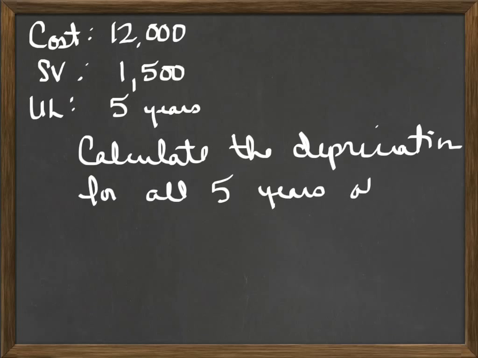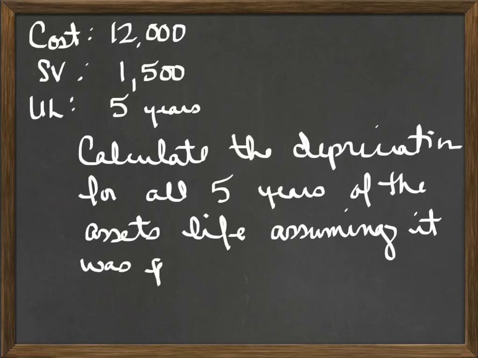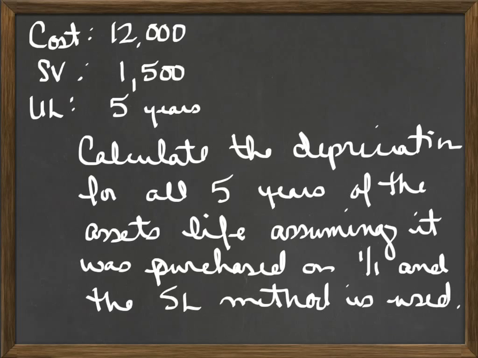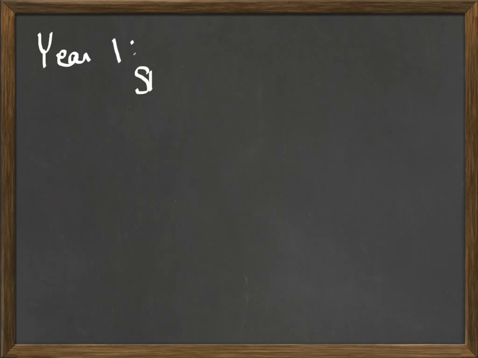So let's calculate the depreciation for all 5 years of the asset's life, assuming there again that we purchased it on January 1st and that we use the straight line method of depreciation. So if you need to take a moment to pause the video to write this information down, please do so. Alright, so year one, let's look at how we first calculate straight line depreciation.